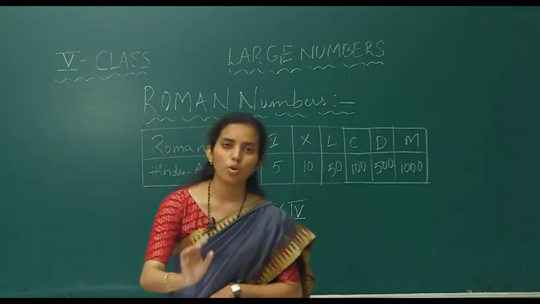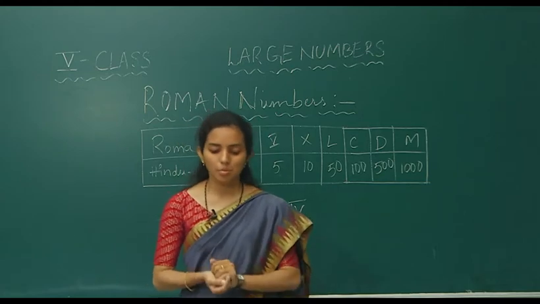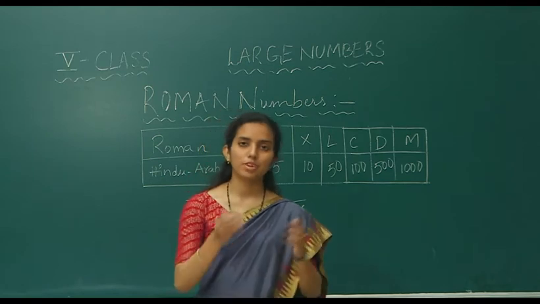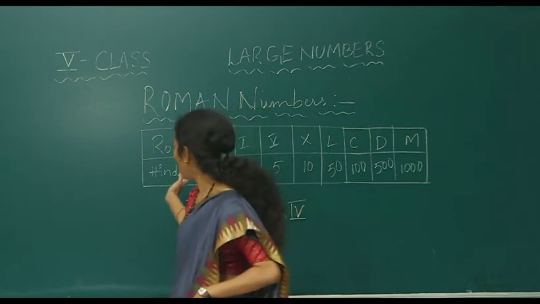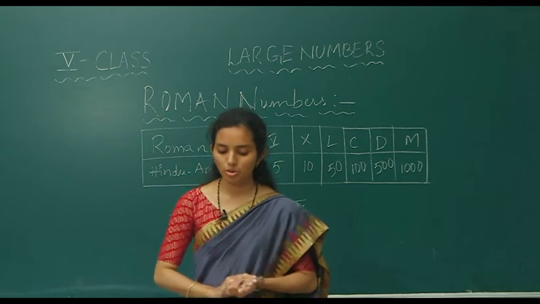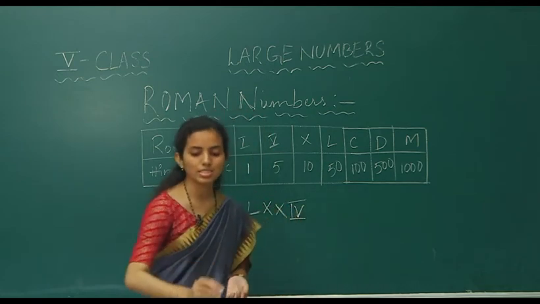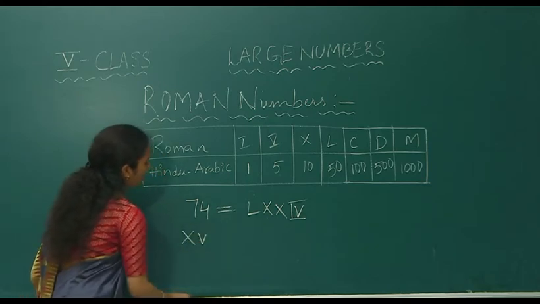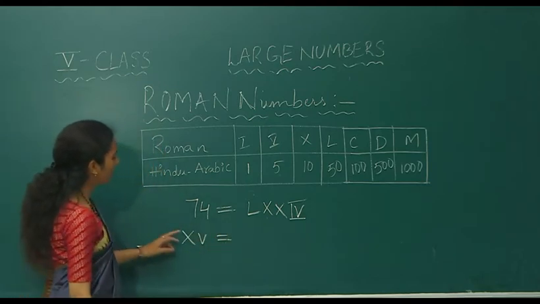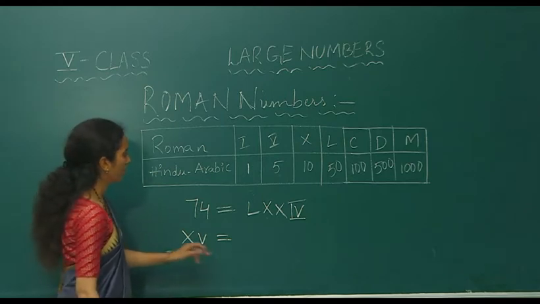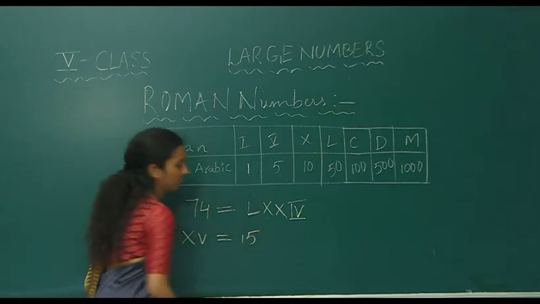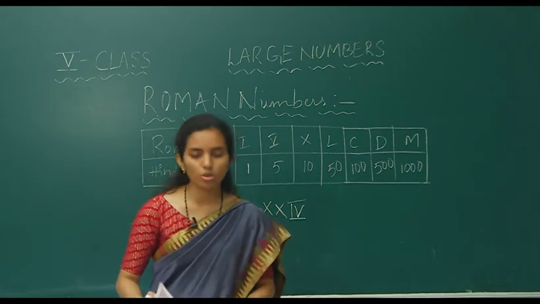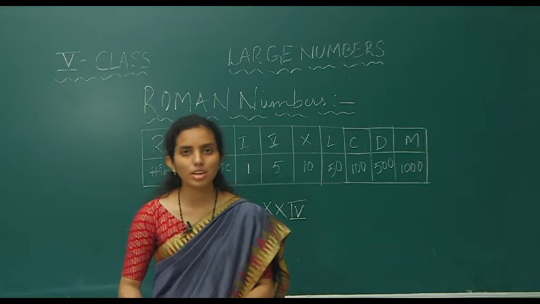In exercise 1.4 he has given us some examples to solve, so that we can practice writing numbers from Roman numbers to Hindu-Arabic numbers and Hindu-Arabic numbers to Roman numbers. He has given us this value. What does this mean? 10 plus 5, that is 15. In this way do the remaining examples, they are very simple. Just observe the symbols.